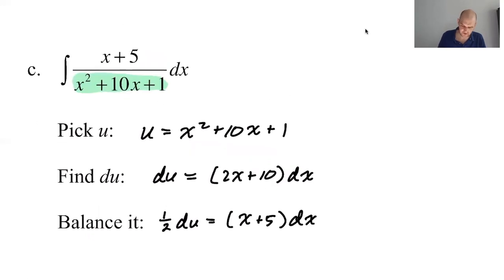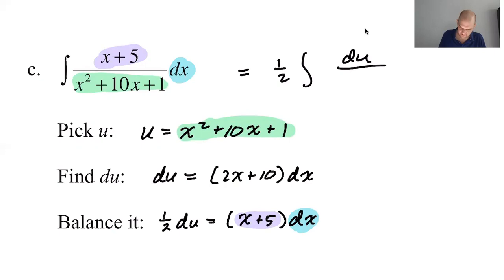So we need to make our substitutions, right? So this matches with this, and then this is going to match with this. And then I didn't highlight this one, but I should have. I think it's good to go. So this will be, pull the 1/2 out, and then the purple and the blue go together and they're just du. And then this is going to be u.